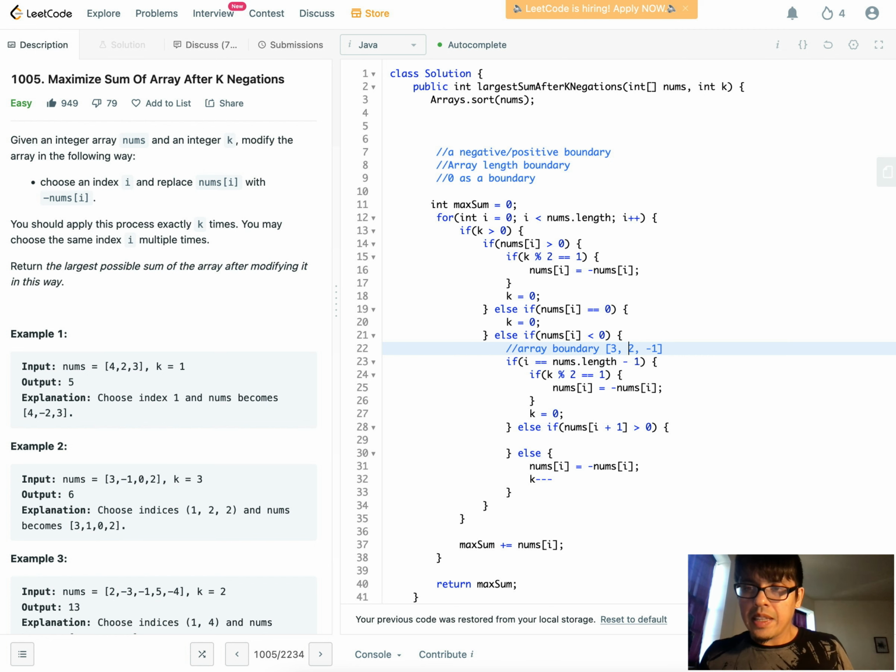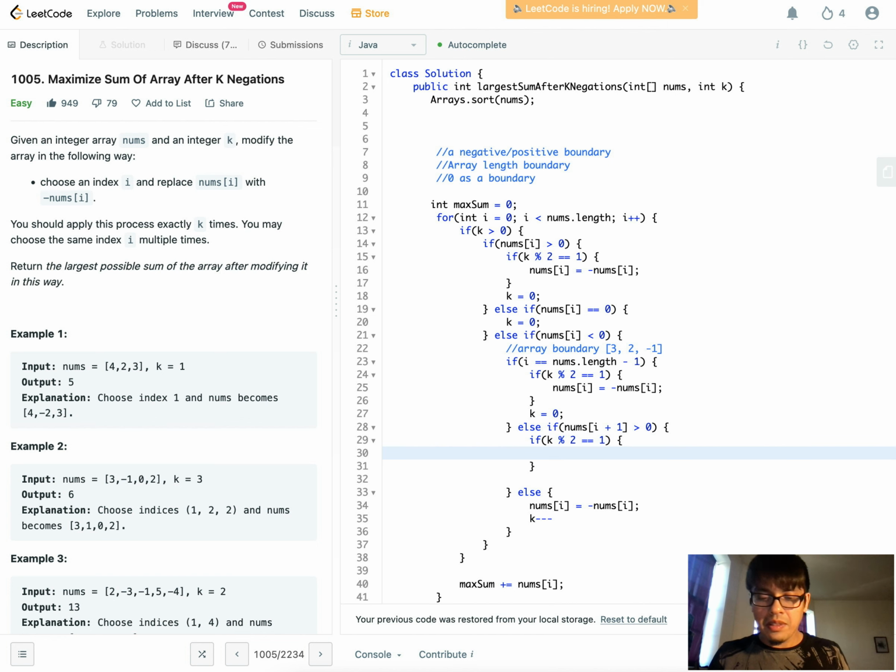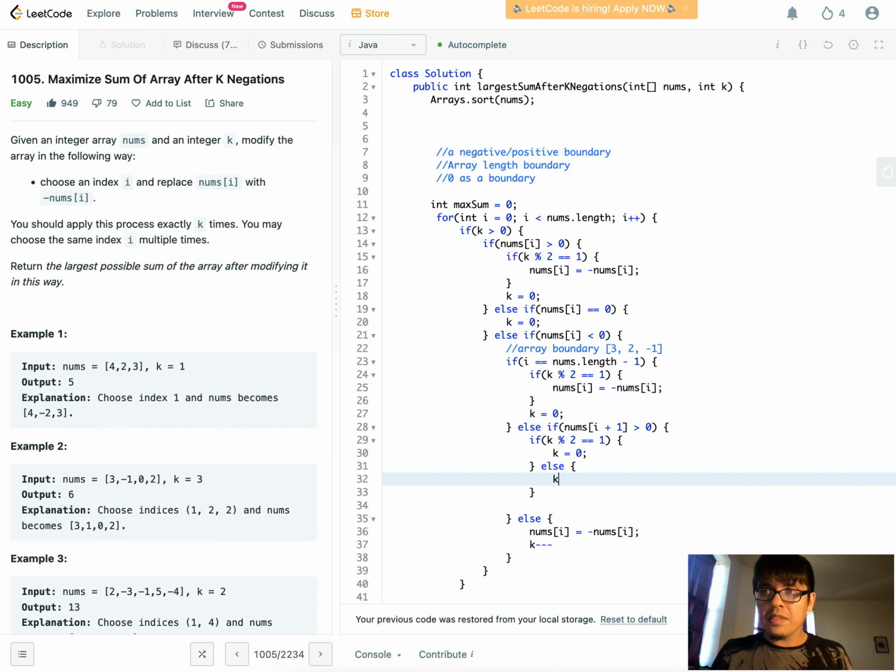Now, next, we have to look at if nums of i is equal to 0. Now, again, here's to me the most complex condition. Subcondition in subcondition in subcondition. You'll see, I'm writing this down and I'll explain my thinking in a second.